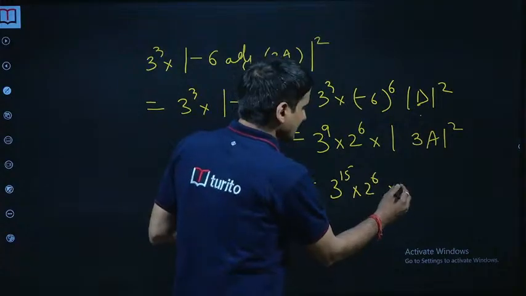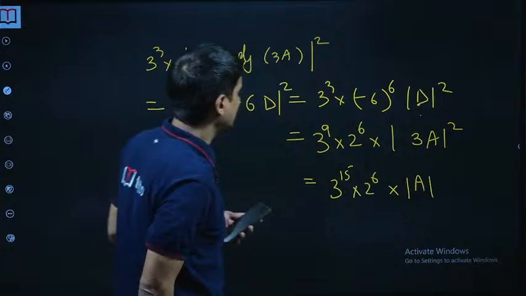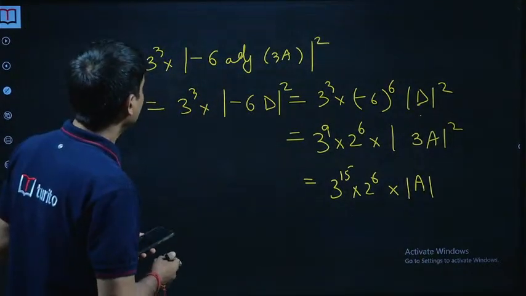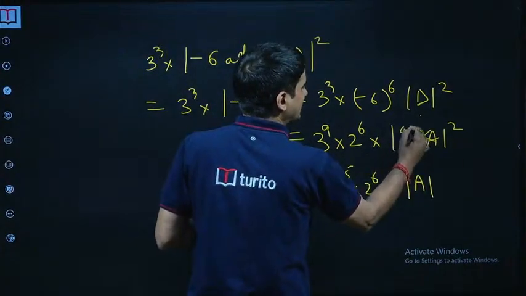I think that's correct, into, and then this is determinant of A. Did I miss anything? Just a minute, bachcho. I just missed it. Okay, it's nothing but adjoint of 3A.